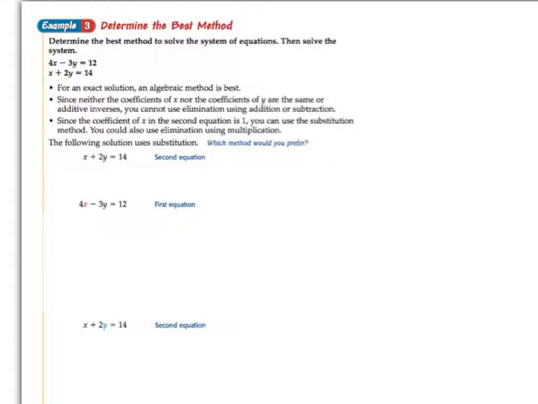In this equation, substitution seems the easiest because we can get x by itself in that second equation. It doesn't seem like elimination is a possibility because the coefficients are not the same for x and y, meaning the number in front of x and y is not the same. We have 4 and 1 here, and then we have 3 and 2 over here. We might be able to use multiplication. We can multiply this bottom equation by 4 to get a common coefficient.